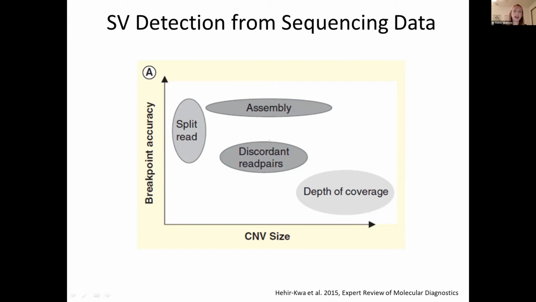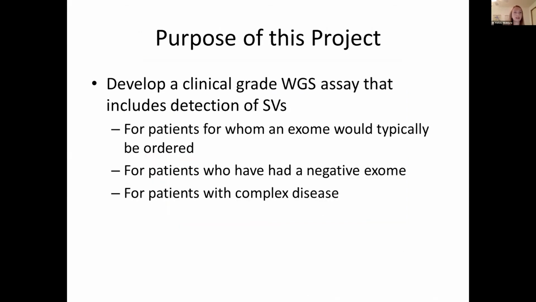So you can see there's an advantage to having multiple of these methods used together because they really offer different benefits. The purpose of our project is to develop a clinical grade whole genome sequencing assay that includes detection of structural variants.